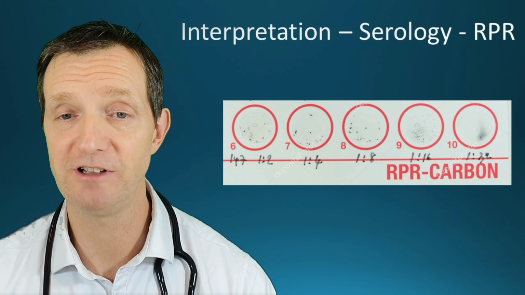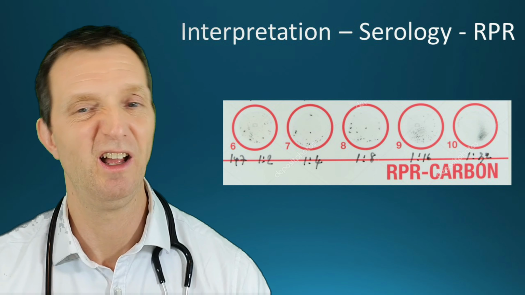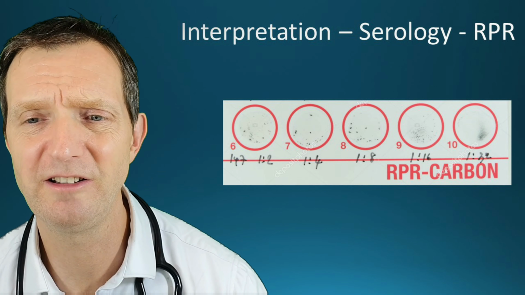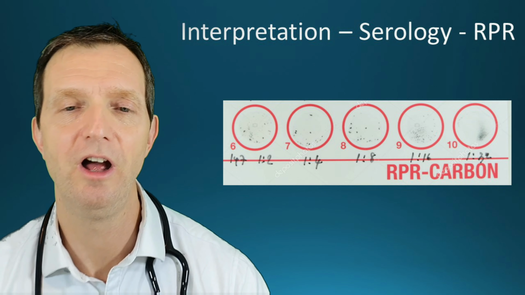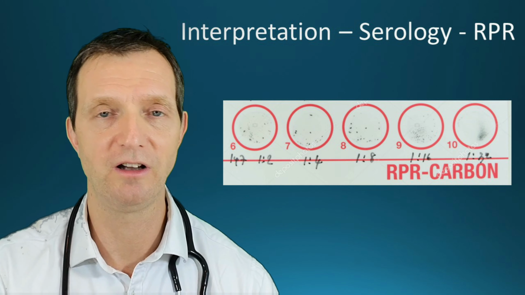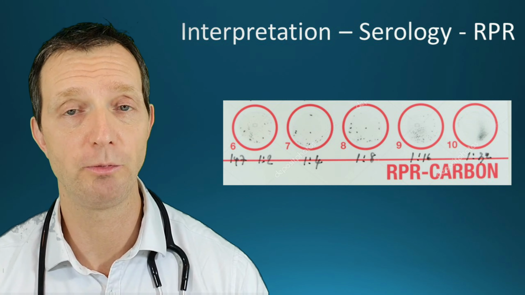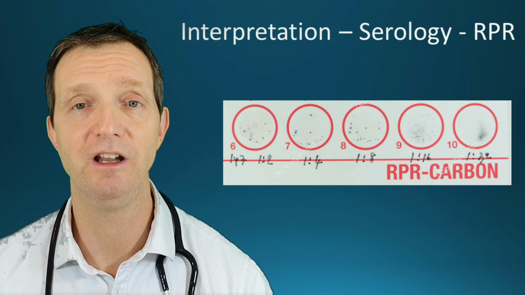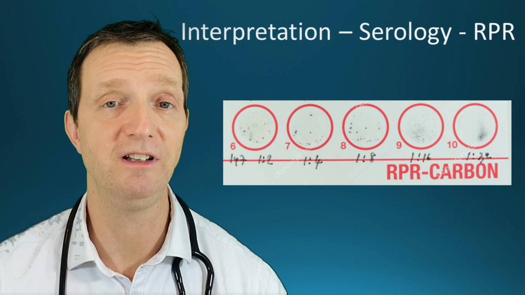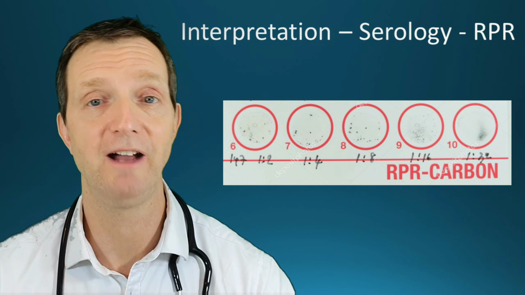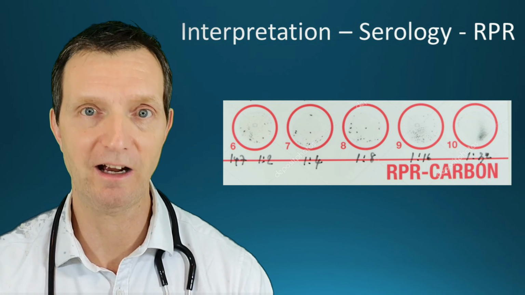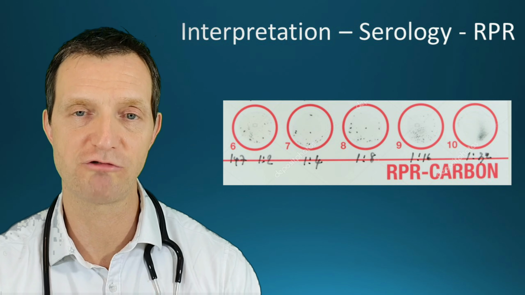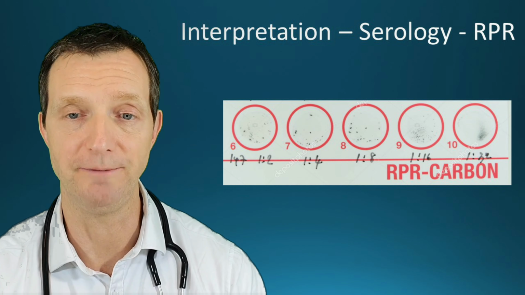Now, it's fine to disagree. Some people will say, well, actually, it's 1 in 8. And some people would say, oh, well, maybe it's kind of reacting in 1 in 32. Obviously, the further along the card it reacts, the stronger the positive test. Okay, and if you end up getting a reaction of 1 in 256, that's a very positive result. And that person has obviously got very, very active syphilis. So the RPR is a measure of how active and how strong the syphilis is in the body.